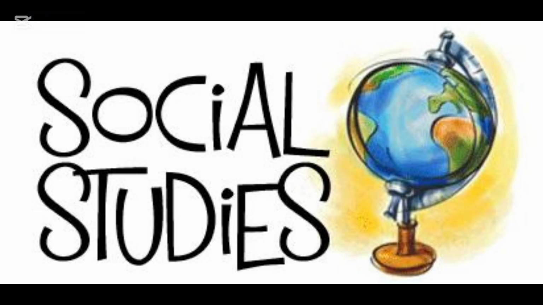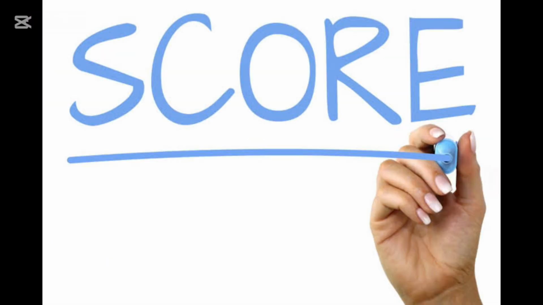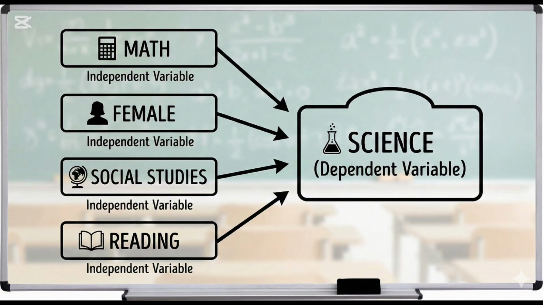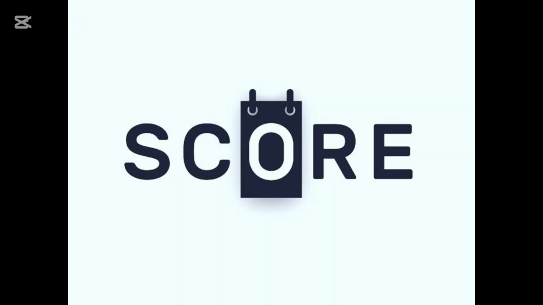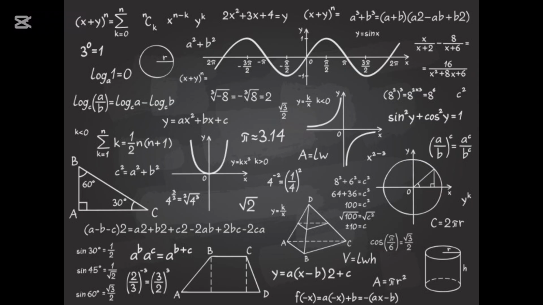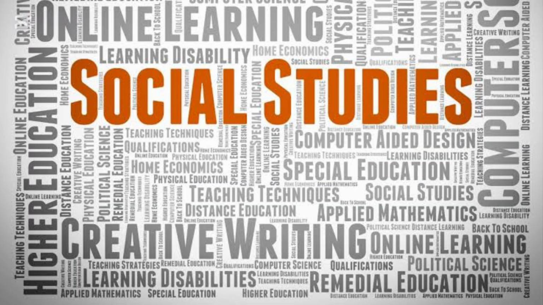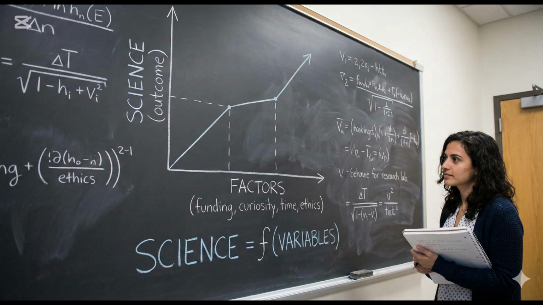The coefficient of social studies is 0.05, meaning a 1 point increase in social studies leads to a 0.05 point increase in science score. In conclusion, this regression model is statistically significant and explains about 49% of the variation in science scores. The significant predictors of science are math and reading, while female and social studies are not statistically significant at the 5% level. Confidence intervals, p-values, and coefficients together help us understand the true effect of each variable.